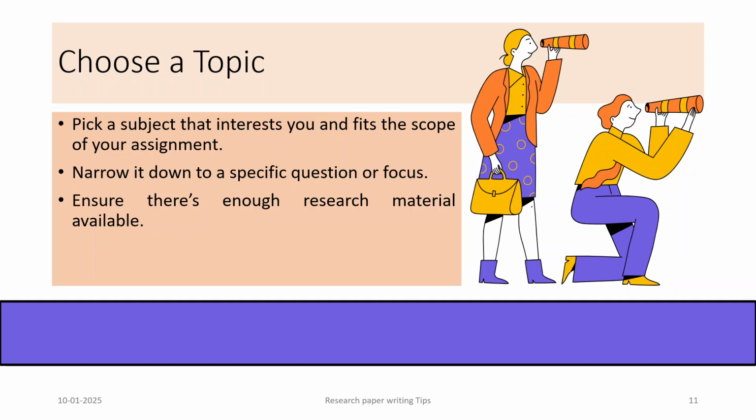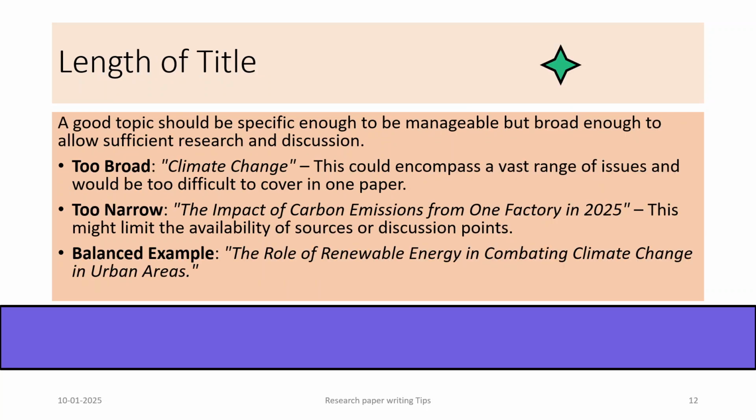Then narrow down to a specific question or focus, right? What exactly do you want? Say, I want Parkinson's disease detection using machine learning algorithms. That way you narrow down your search instead of a broad area like machine learning. Before you proceed with choosing a topic, ensure there is enough research material available to you.